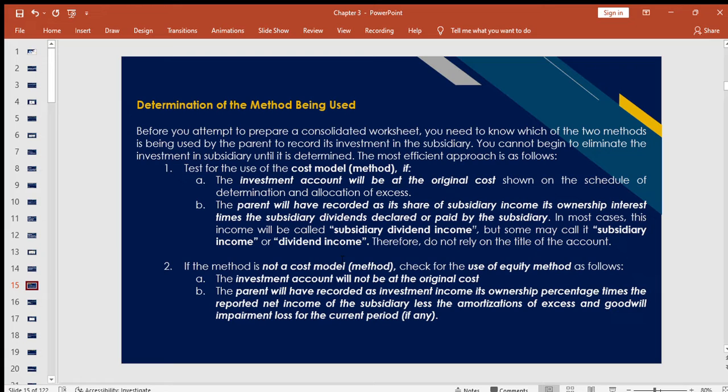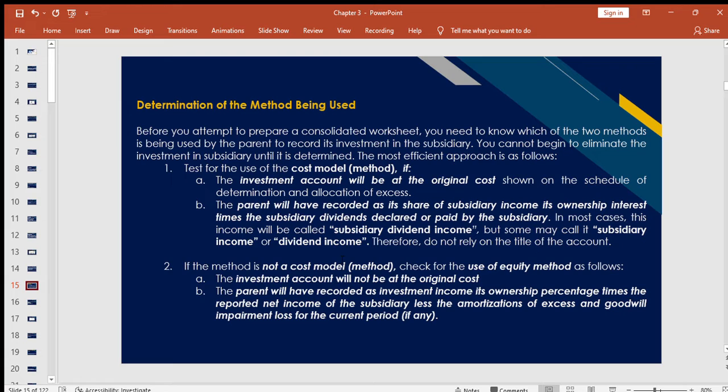So, determination of the method being used. Before you attempt to prepare a consolidated worksheet, you need to know which of the two methods is being used by the parent to record its investment. So, you cannot begin to eliminate the investment in subsidiary until it is determined. Siyempre, kailangan mong malaman kung cost model ba yung ginamit or equity method, because there are transactions recorded under the equity method that are not present in our cost model, and we will have different treatment for those entries when we do the consolidated FS.